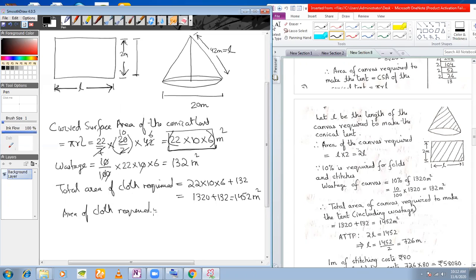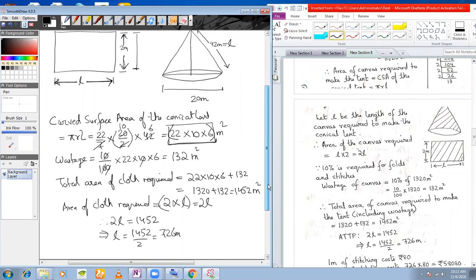So the area of cloth required here is standard width 2 meters into L, which is 2L. Therefore, this 2L must be equal to the total cloth required, which is 1452. And therefore, what is the length here? 1452 divided by 2, which is 726 meters. This much cloth is required.